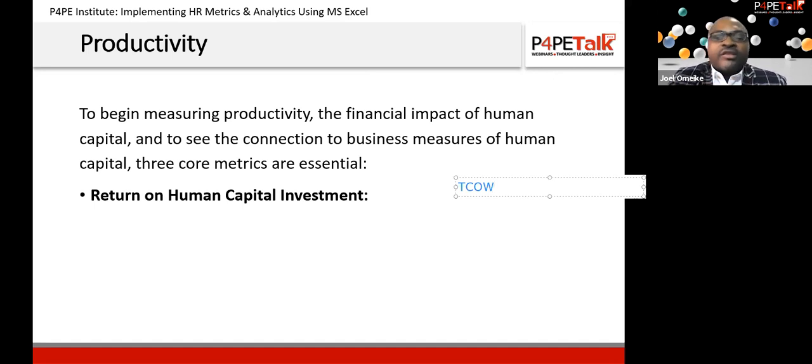So total cost of workforce. What is the total cost that we incurred in this particular organization? That includes your cost of salaries, your cost of benefits, your cost of training, the cost of the HR department itself, and all initiatives you do for employees across the place. Those are part of your TCOW, your total cost of workforce.